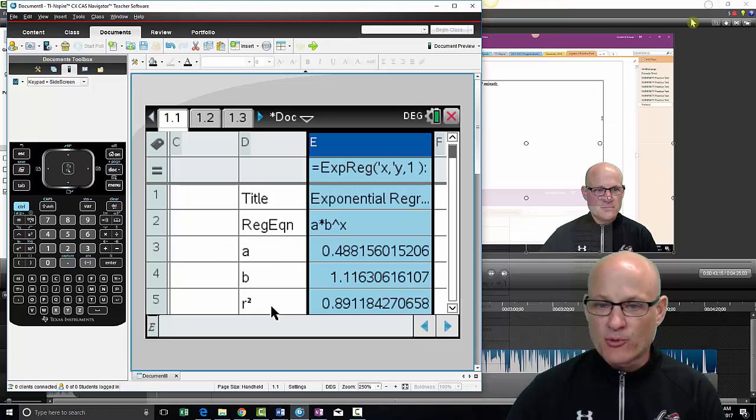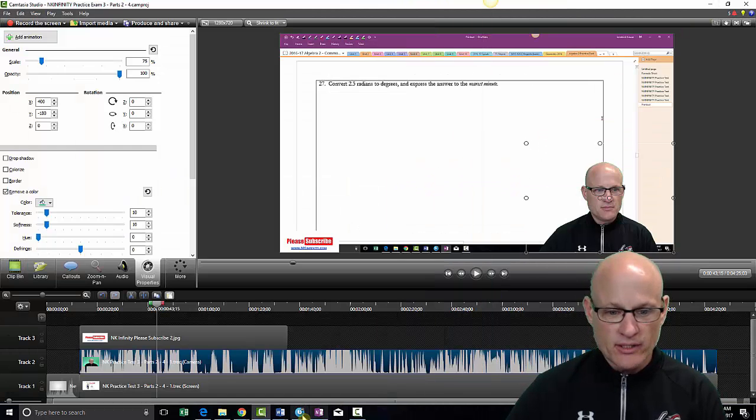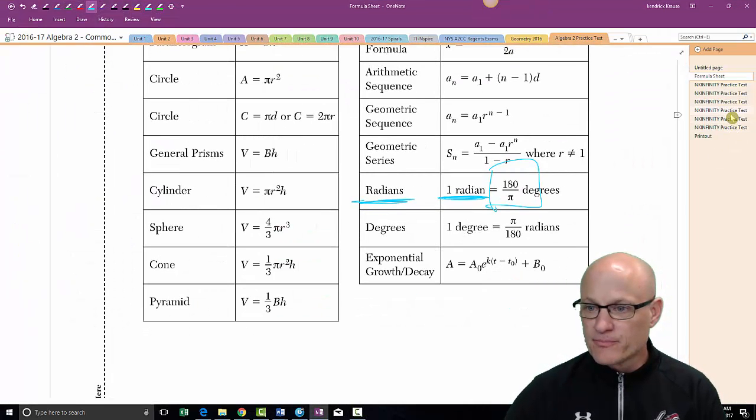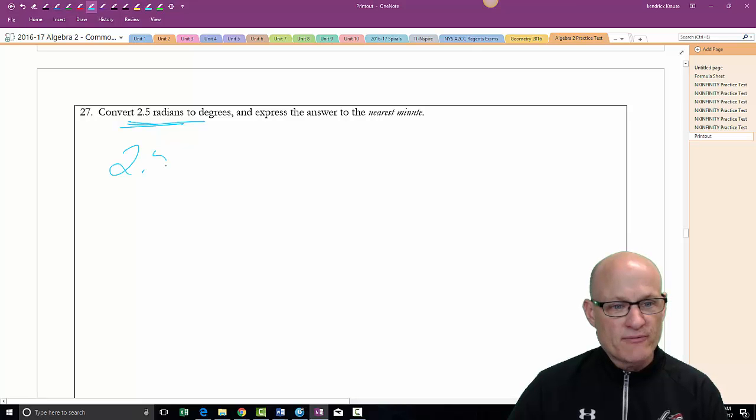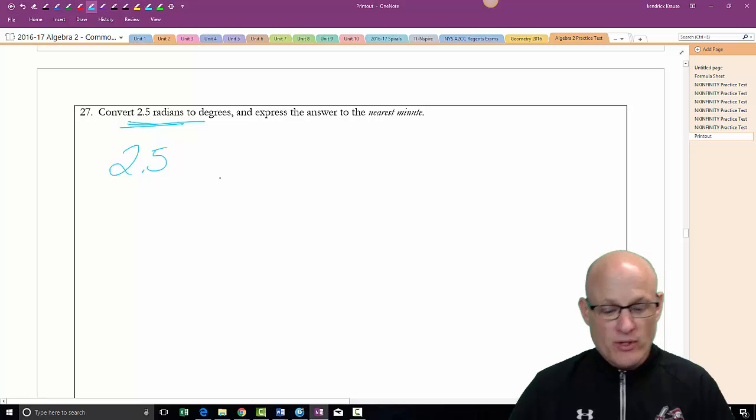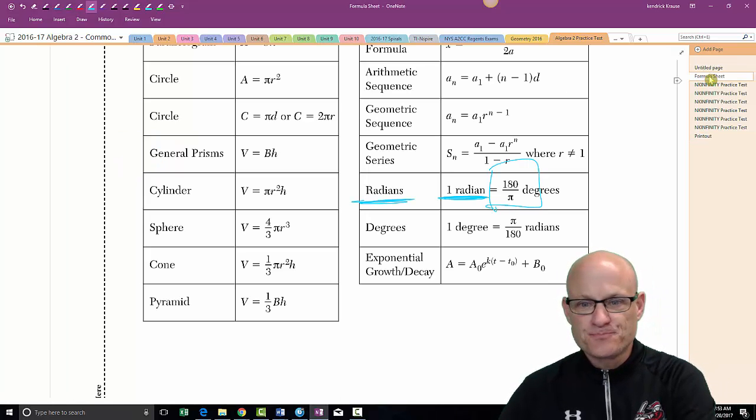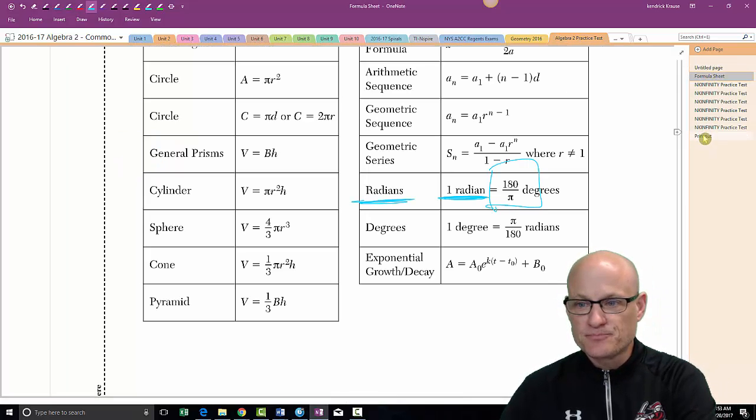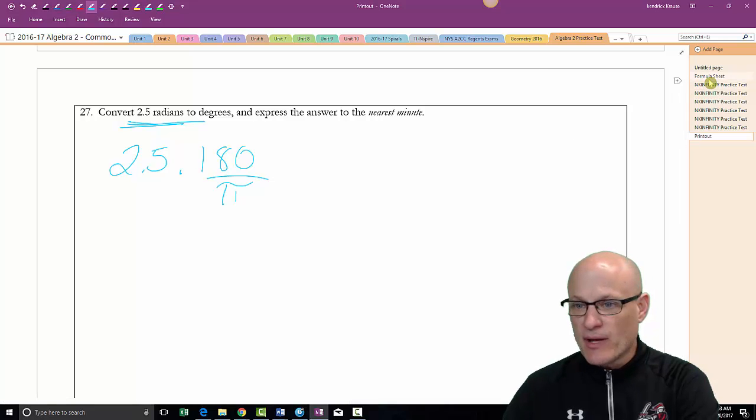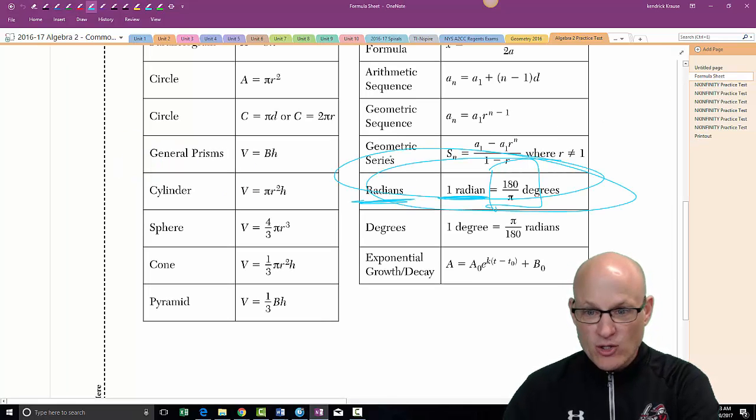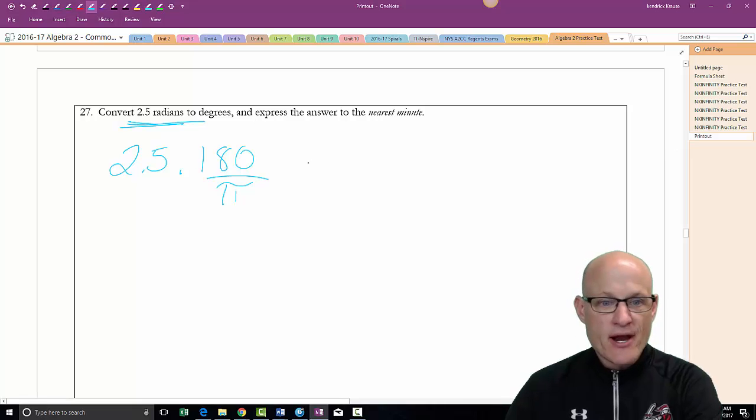Now don't set up a proportion. What we're going to do is take 2.5, and 1 radian is equal to, what did I say it was? Pi over 180, right? So we're going to multiply by 180 over pi. Let me go back. Highlight it. There it is. 180 over pi. All right. And we'll get some value.